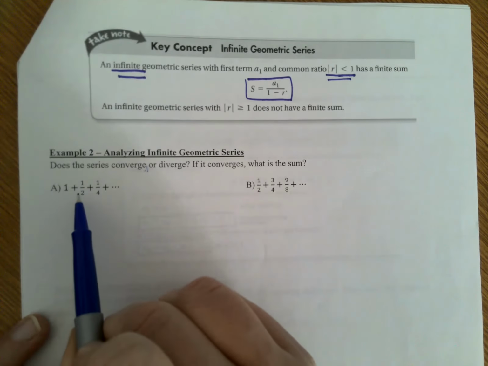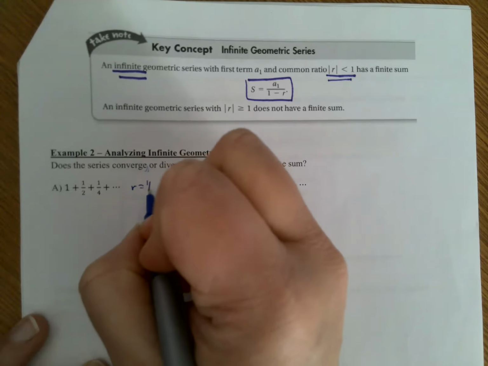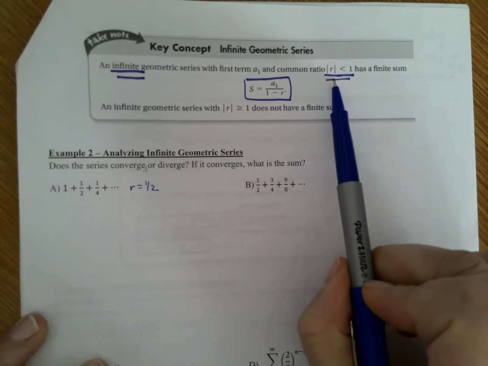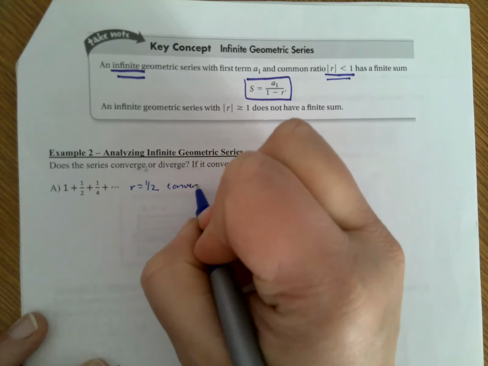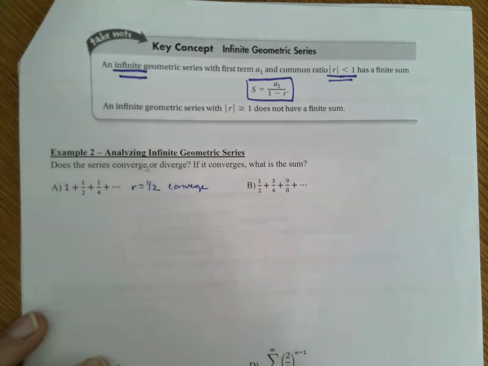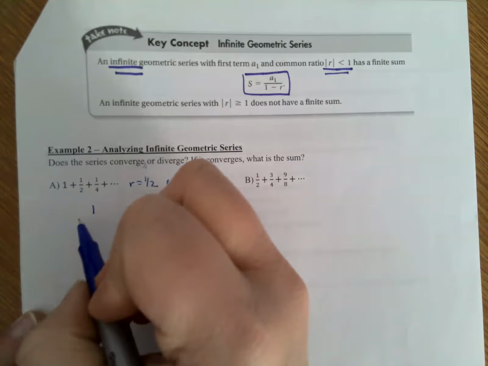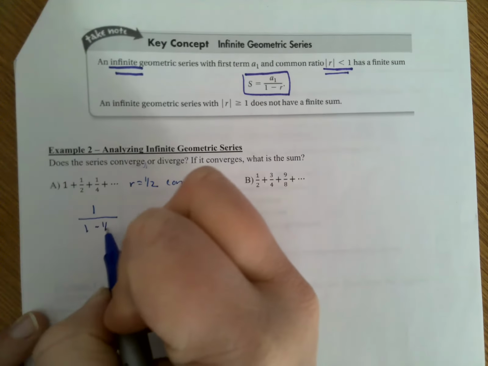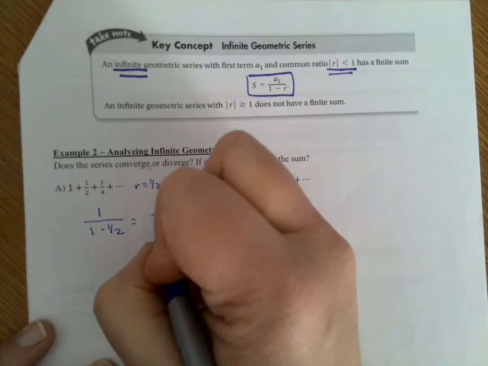So first when I'm looking here, it looks like I'm dividing by 2 each time. That means that my ratio is 1/2. Knowing that, because it's less than 1, I know that this right here will converge. So because I know it's going to converge because of my ratio, I can use this equation. So my first term is 1, that's this right here, divided by 1 minus 1/2. So if I put that in my calculator, that's going to be equal to 2.